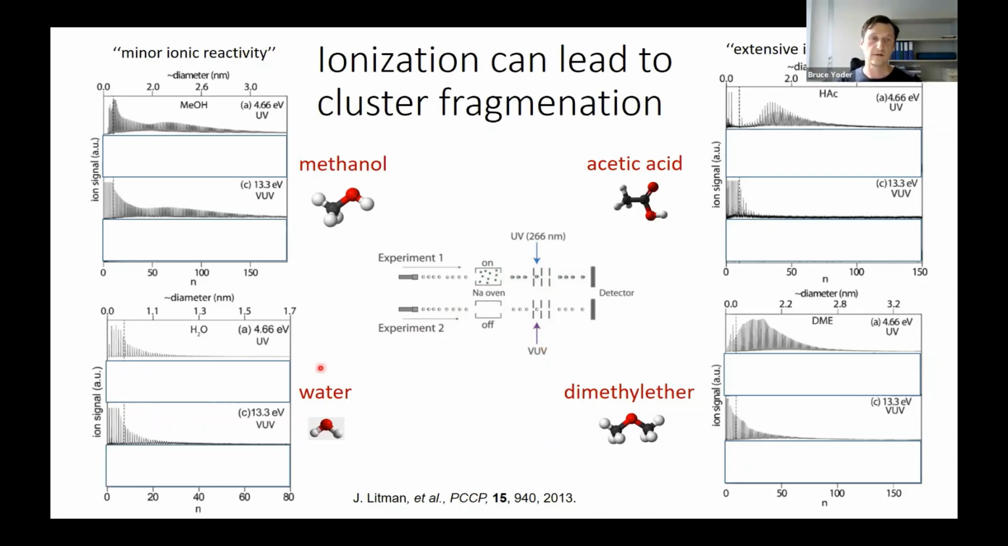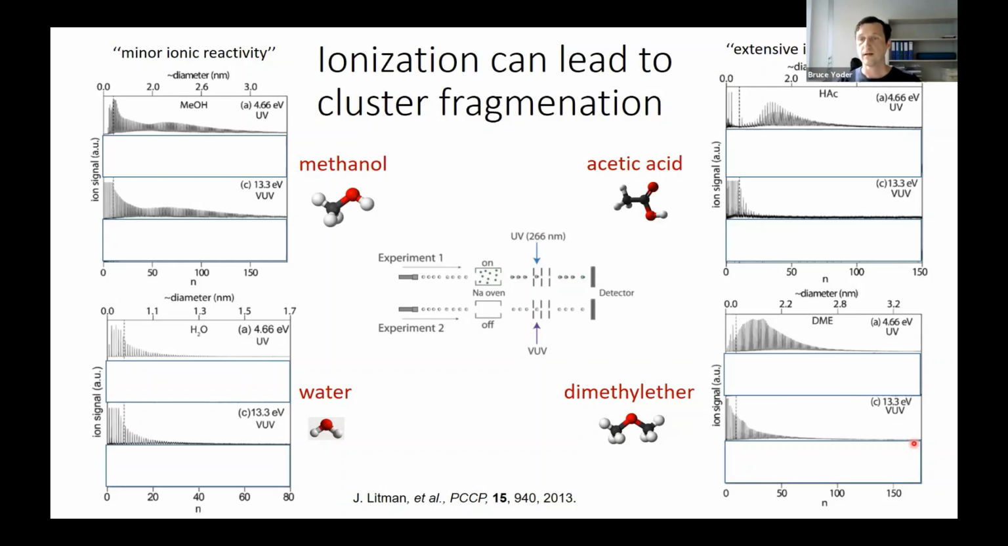So we looked at four different cluster types. The aim of this study was to see how intra-cluster reactions after single photon VUV ionization of weakly bound clusters affect cluster fragmentation. Two classes of clusters were looked at: those with minor ionic reactivity, so methanol and water, and those having extensive ionic reactivity, acetic acid and dimethyl ether.